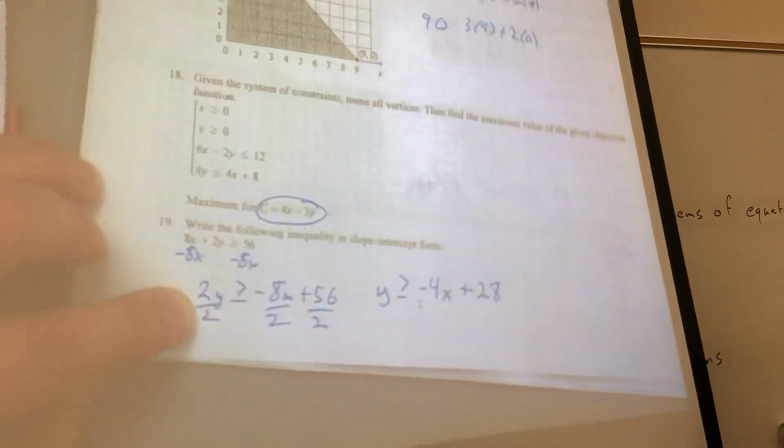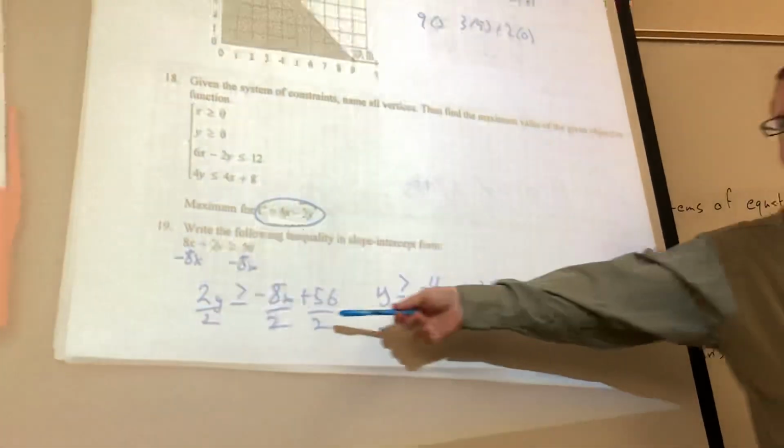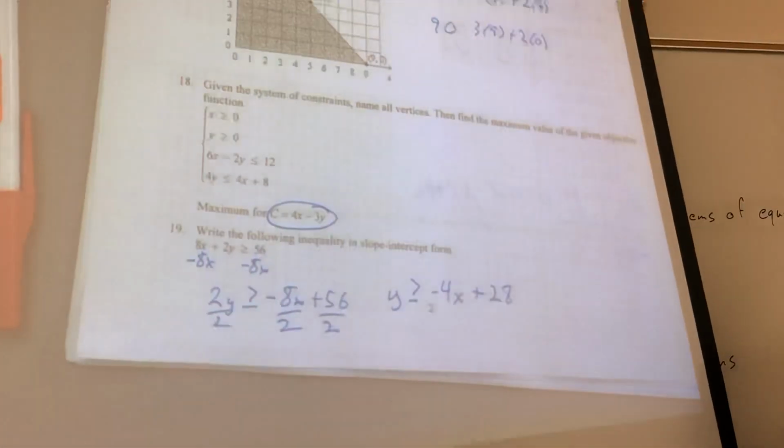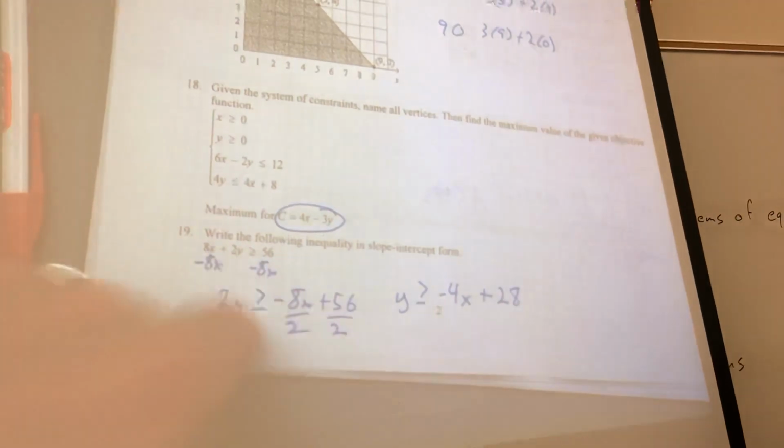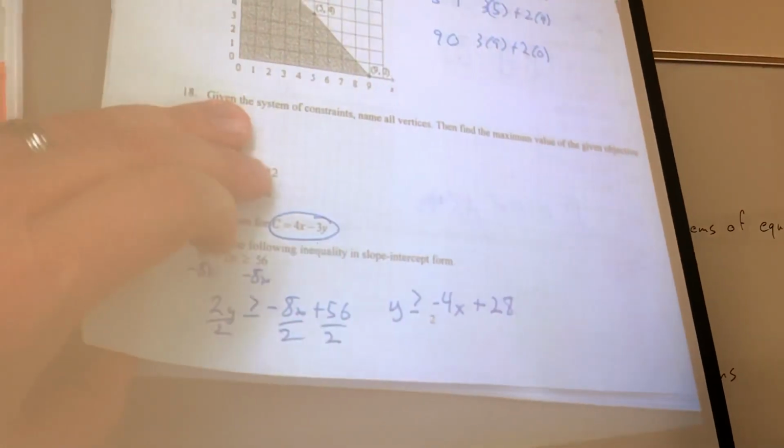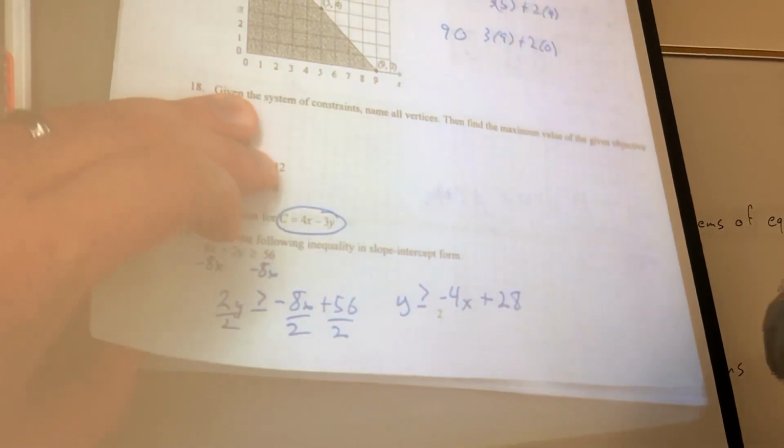28. Keep in mind, if you do end up dividing by a negative on this one, if it's on the test and you're trying to do this algebraically, that when you divide by the negative, it's going to make it where you have to swap the inequality symbol.